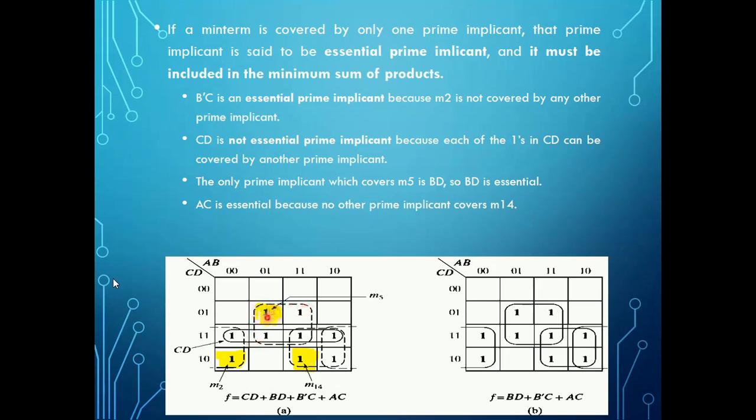Okay, M5 is this one. That is covered by BD, so BD is also an essential prime implicant. And next, AC is also an essential prime implicant because no other prime implicant covers M14. So finally you find only BD, B bar C and AC as essential prime implicants. These essential prime implicants are included in the final expression.